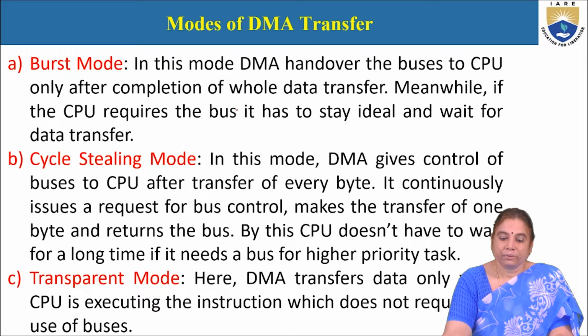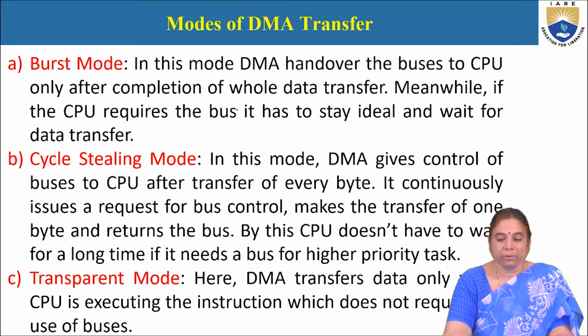One is burst mode, second one cycle stealing mode, third one transparent mode. What is burst mode? In this mode, DMA hands over the buses to the CPU only after completion of the whole data transfer. So whatever amount of data that can be transmitted from peripheral devices to the internal memory, when it is completed, then only the DMA controller can hand over the buses to the CPU.